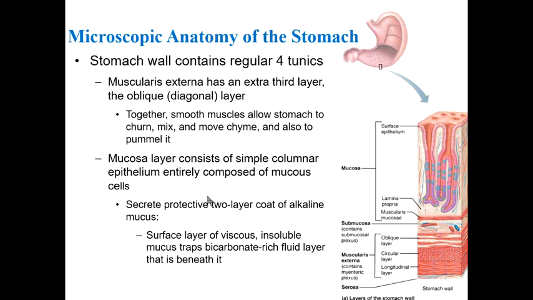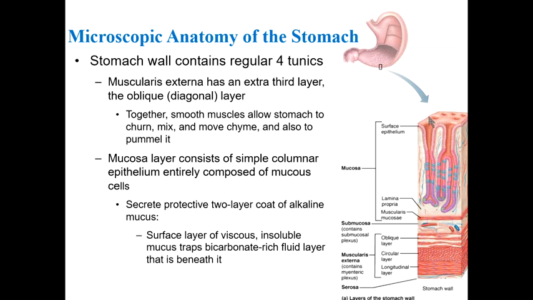That gives us a 2-layer coat of mucus, alkaline or basic mucus, and this is important. So those 2 layers, you have a surface layer, it's viscous, very thick, insoluble, and that traps a bicarbonate-rich fluid layer of mucus beneath it. Bicarbonate is what makes it alkaline, because this mucus is going to neutralize the acid, that acidic environment, because this lining would wear away, or the tissue would wear away with the acidic environment of the stomach, but thanks to that thick mucus double layer, alkaline mucus double layer, that protects the underlying stomach mucosa.